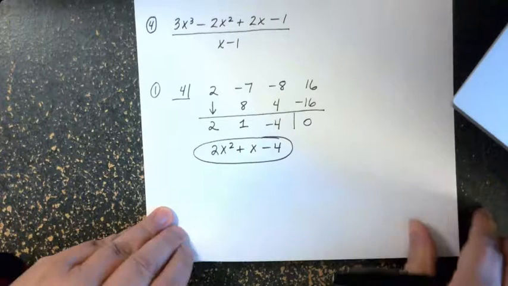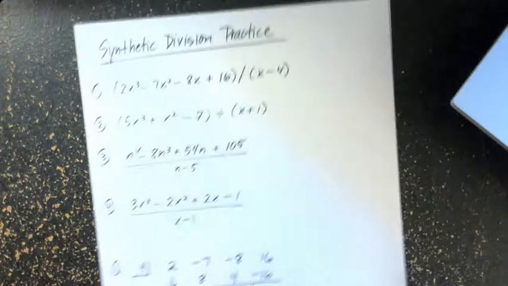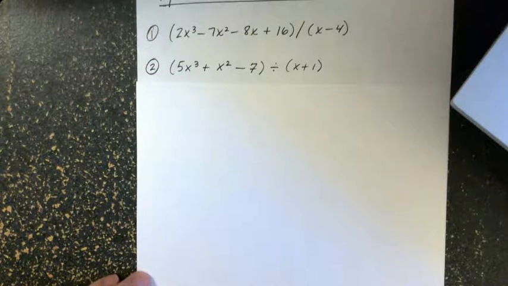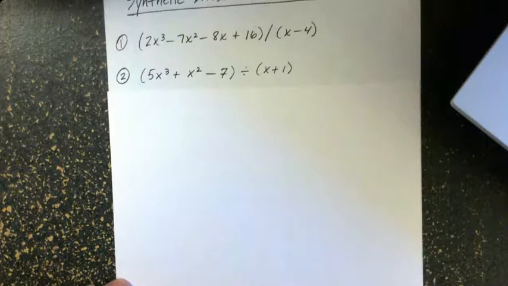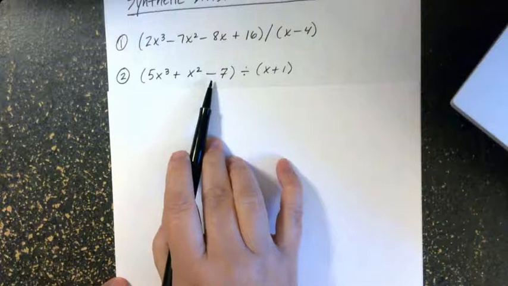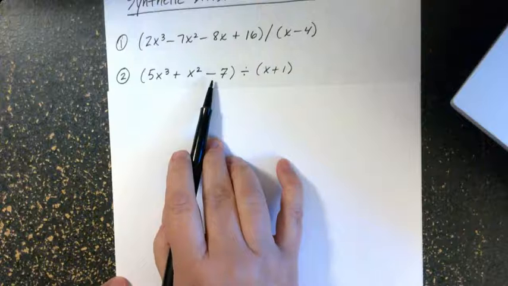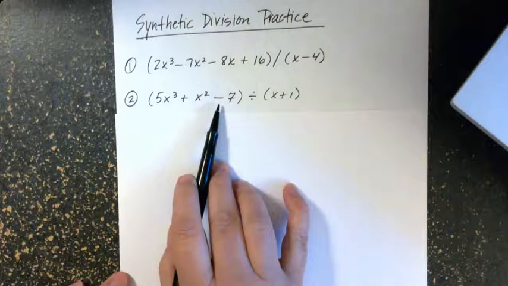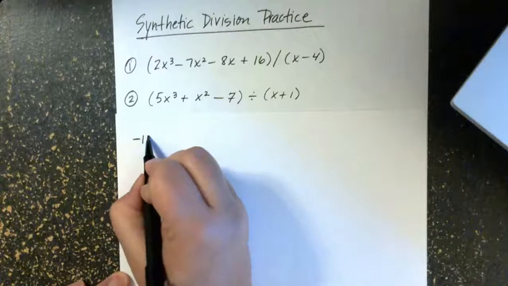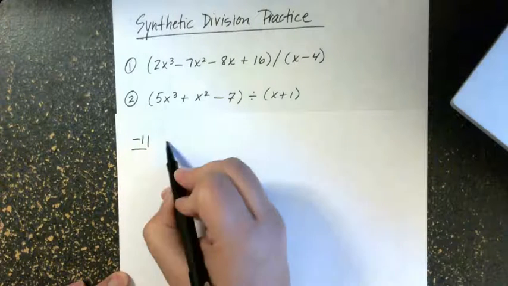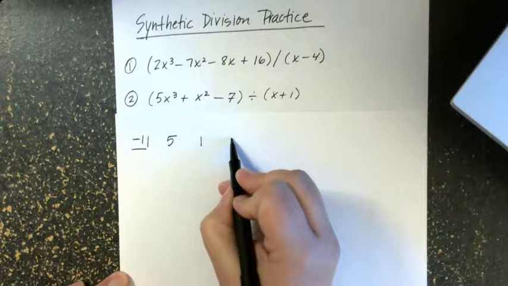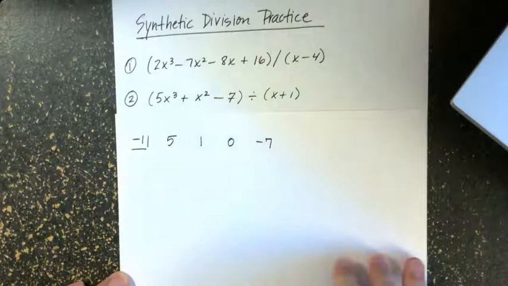All right, moving on to number 2. Number 2, we have 5x cubed plus x squared minus 7. Very important to note here, we're missing the x term. There's no x to the first term. Just like in long division, that means we have to put a placeholder for it. So looking over here, the root that goes with that factor is negative 1. And then I'm going to start with 5 for my x cubed, 1 for my x squared, 0 for my x, and negative 7 for my constant term.